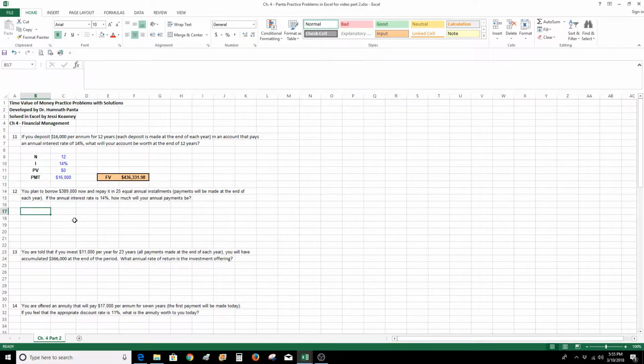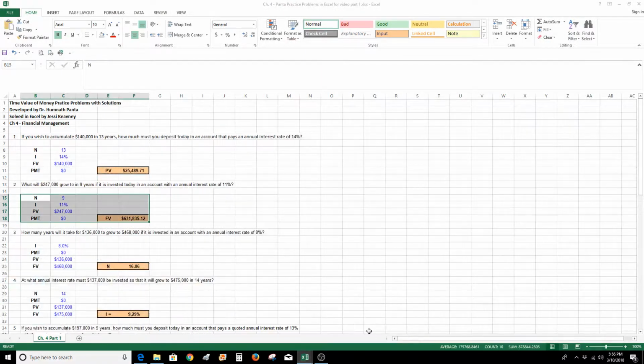Okay, problem number 12. You plan to borrow $389,000 now and repay it in 25 equal annual installments. The payments will be made at the end of each year. So this is another ordinary annuity. If the annual interest rate is 14%, how much will your annual payments be?